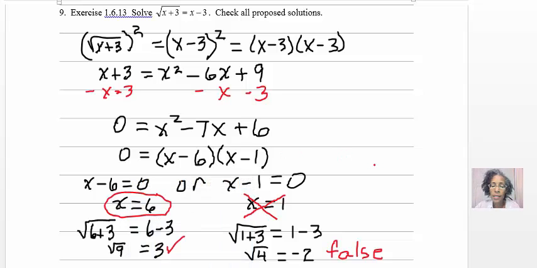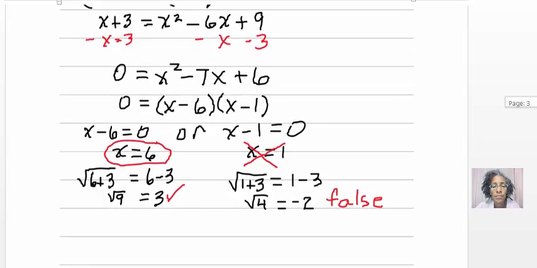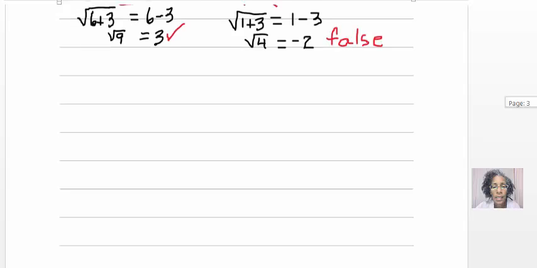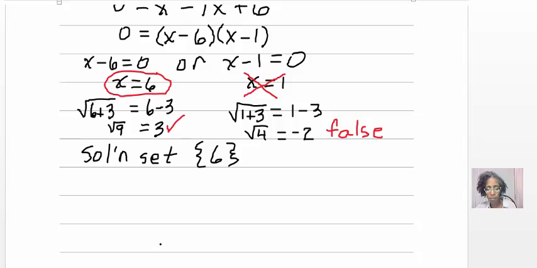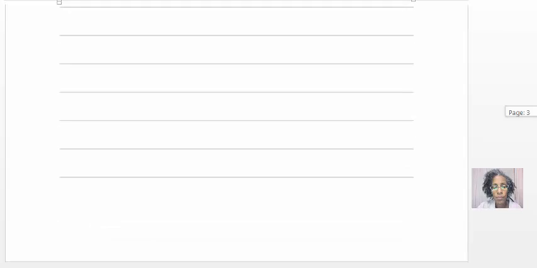So x equals 1 solves this equation I got after raising both sides to the second power, but it doesn't solve my original equation. So you can see why the check is required on these types of problems. Okay, so my solution set consists only of the 6. 6 was the only value of x that was a possible solution that made the original equation true.